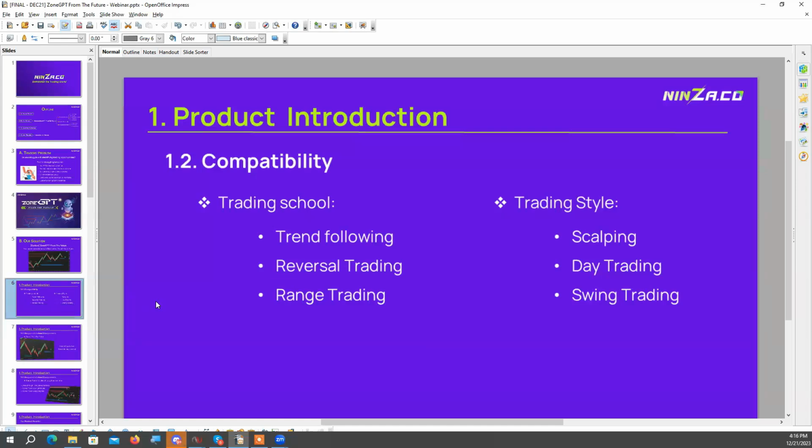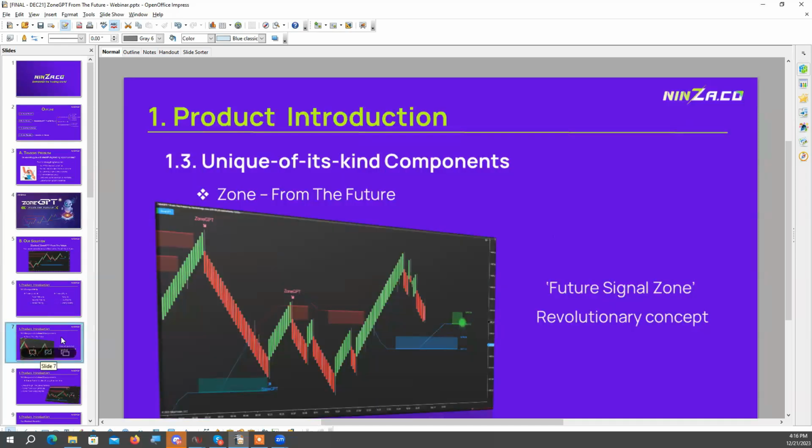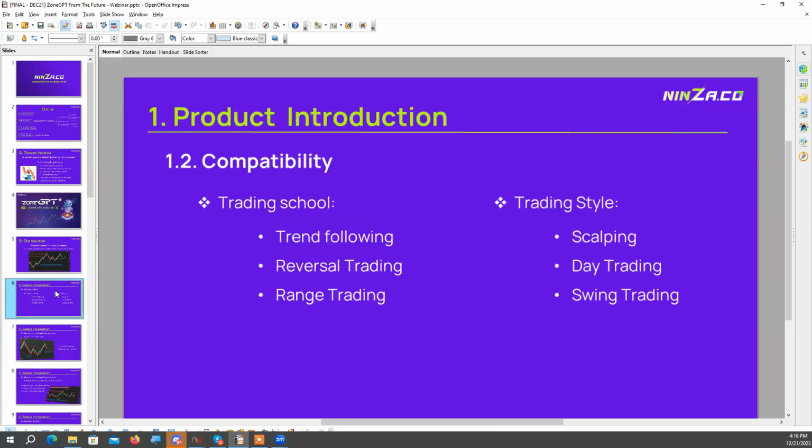So what can ZoneGPT do? What, did I skip something? No. ZoneGPT will allow you to trade in any of these situations. Again, if you want to trade with the trend, you would follow the torch. You would look for zones that are in confluence with the color of the torch. If there is a support area and the torch is green, you're looking long.